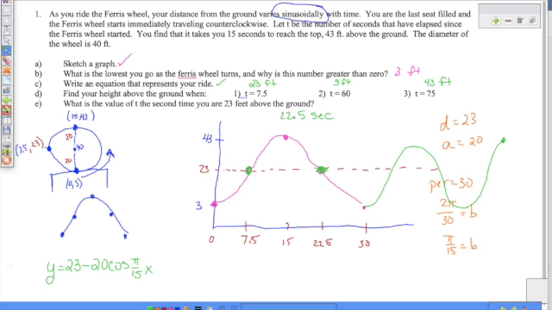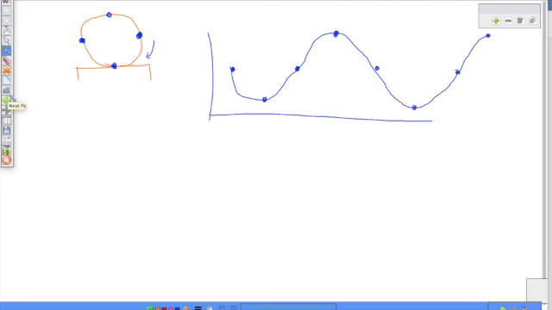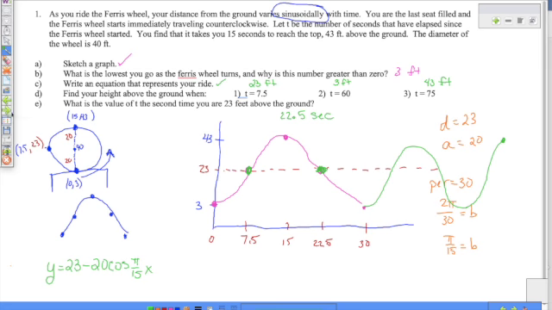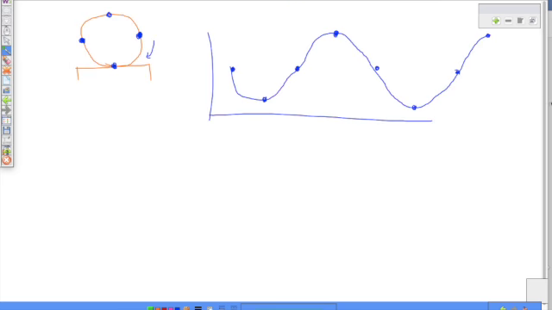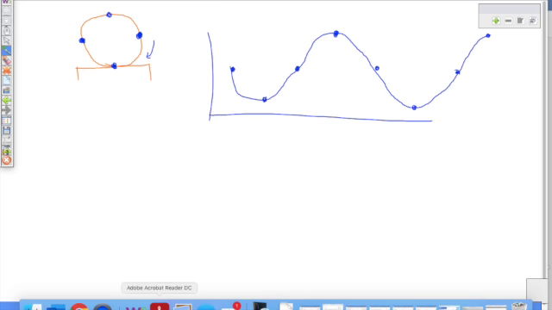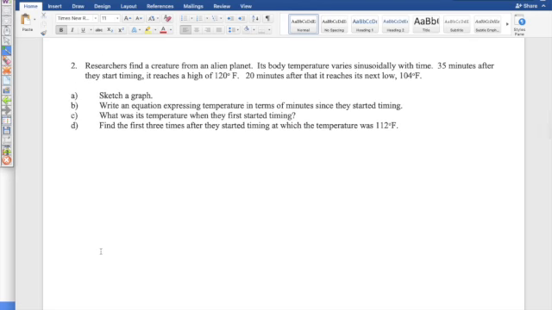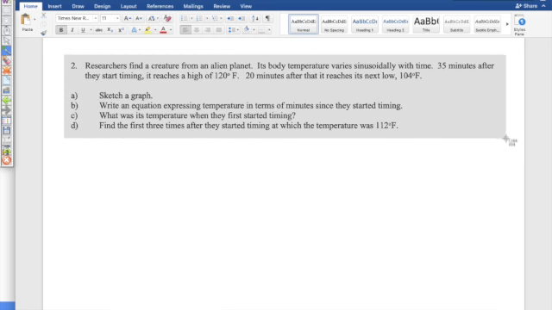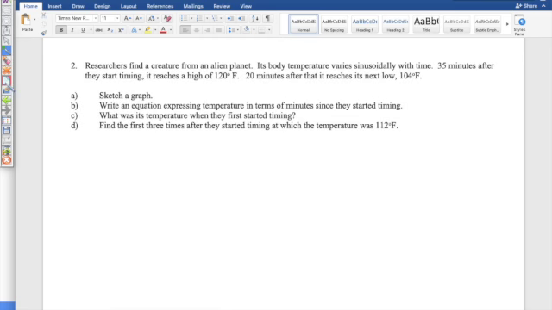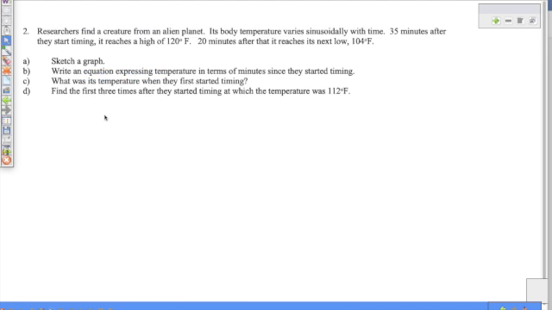Let me do a couple more with you. Oh no, maybe I didn't even screenshot these guys yet. So let me come back to my Word document and screenshot to get the next problem up. Oh, we've got an alien. So this is kind of a silly application because, well, maybe aliens do exist. I don't know. But it's still fun.